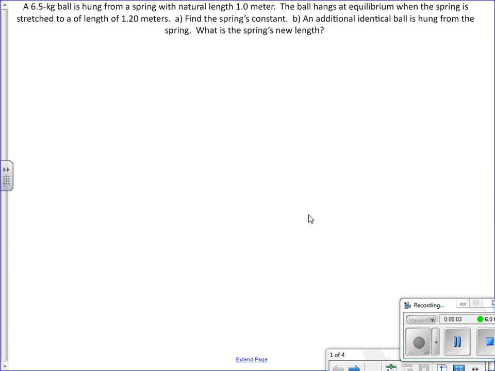What's up, dudes? I want to walk you through a few examples of typical spring problems. Here's one about a ball hung from a spring. We're given the spring's natural length. Ball hangs at equilibrium, and so on. Find the spring constant. A question like this, I would start with a free body diagram.